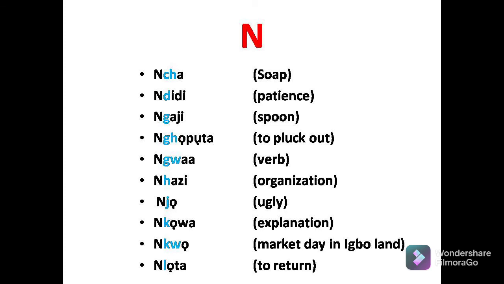We have the first one, ncha, which means soap. We have ndidi, patience. We have ngaji, spoon. We have ngopota, to plug out. We have ngwa, verb. We have nhazi, which is organization. We have njo, ugly. We have nkowa, explanation. We have nkwo, a market day in Igbo land. We have nlota, to return.